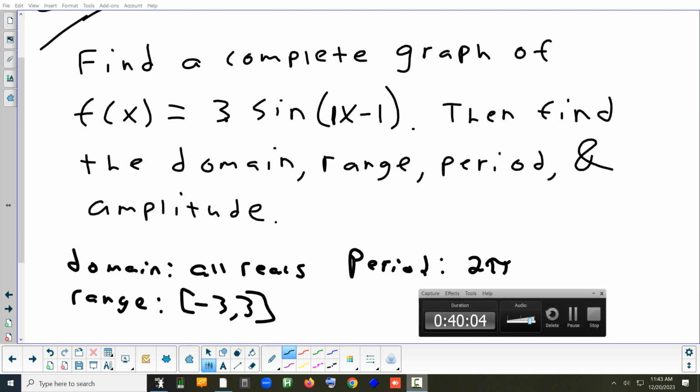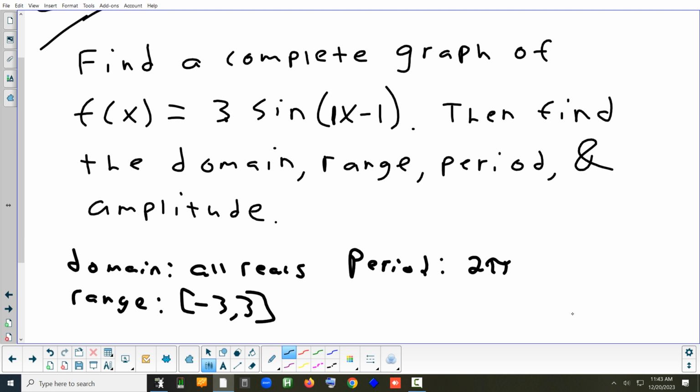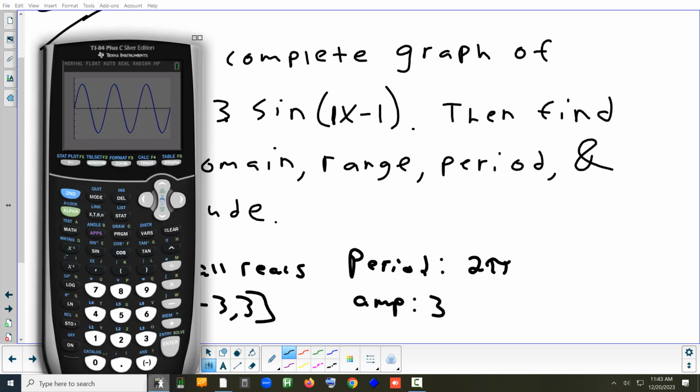Okay, so period is 2 pi. And how about the amplitude? How much? 3. It's the absolute value of the number in front.